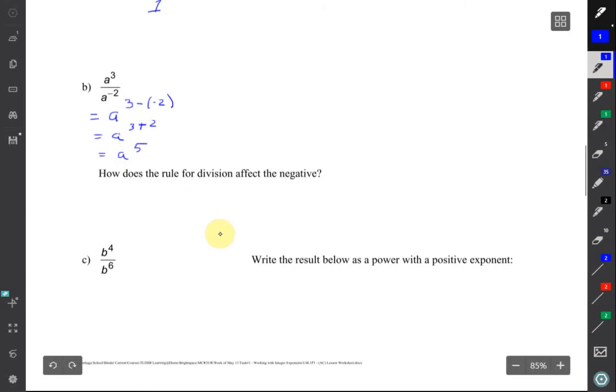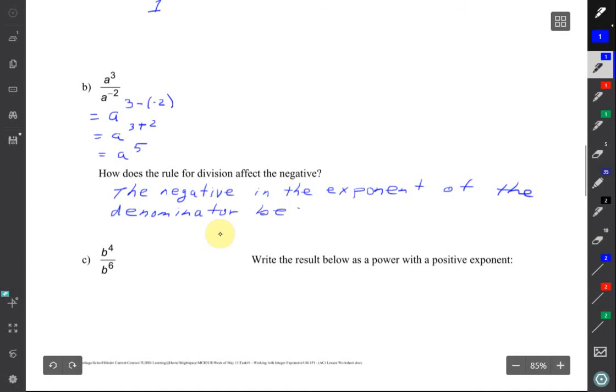So how does the rule for division affect the negative? Well, in this case, we're talking about the negative in the exponent of the denominator. The negative became positive.